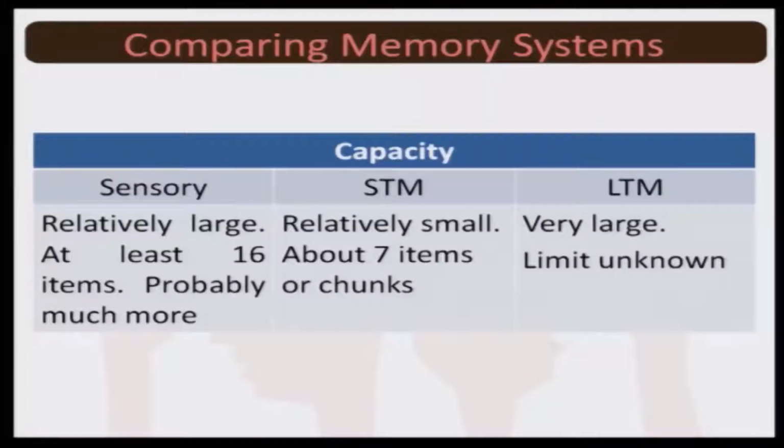In terms of capacity, we realize that sensory memory also has a relatively large capacity for storing information, and at least 16 items can be stored at the level of sensory memory, and probably a little more can also be done.